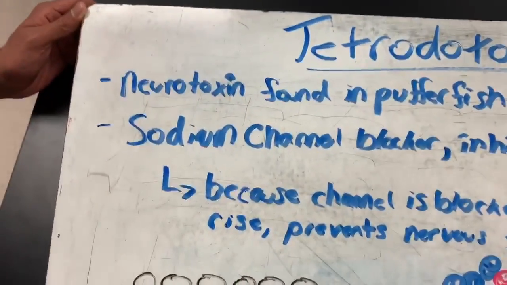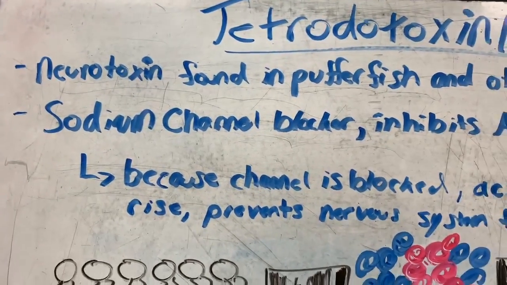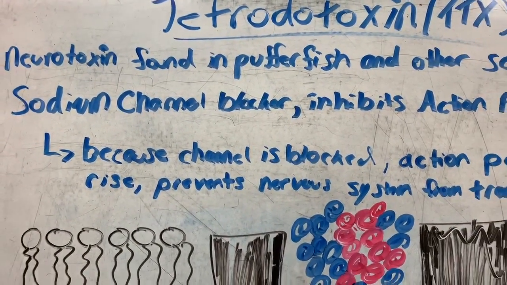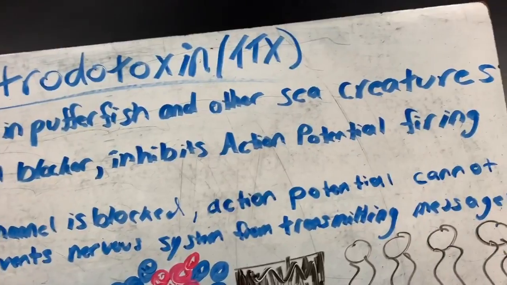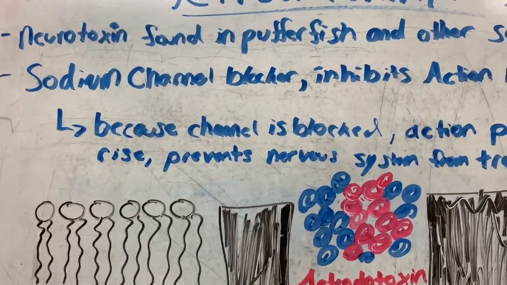We're going to be here with tetrodotoxin, otherwise known as TTX, and that is a toxin that is an inhibitor. It's a neurotoxin found in pufferfish and other sea creatures. Basically, it is a sodium channel blocker.